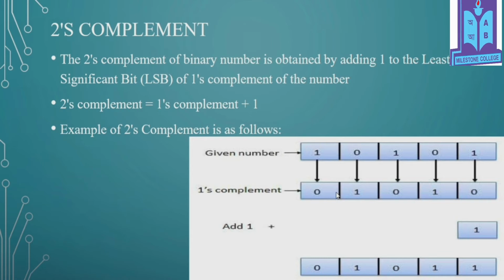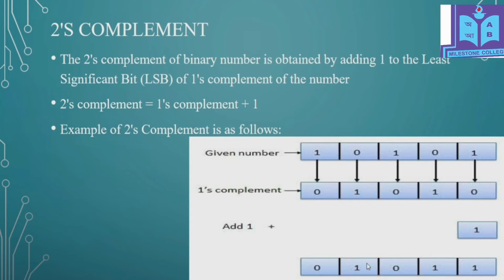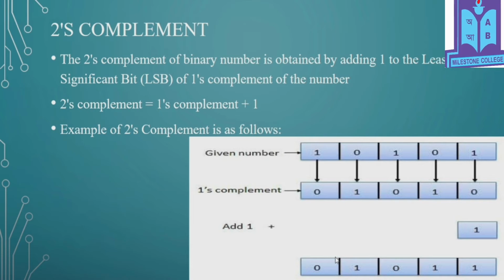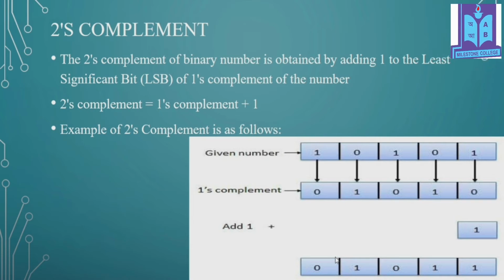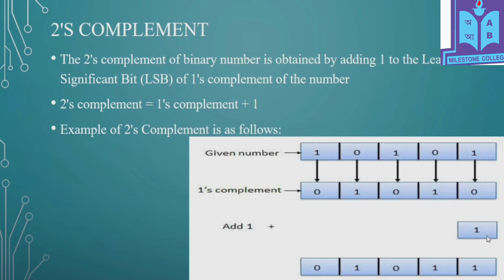Performing 1's complement, you just have to add a single 1. Then we will find the value of the 2's complement. You see, it's a very simple step you have to follow. Just change the 1's to 0 and the 0's to 1. Then you have to add 1 to your 1's complemented value. Then you will get the final result of the 2's complement.